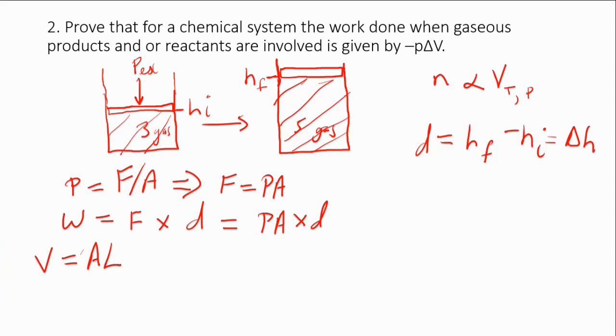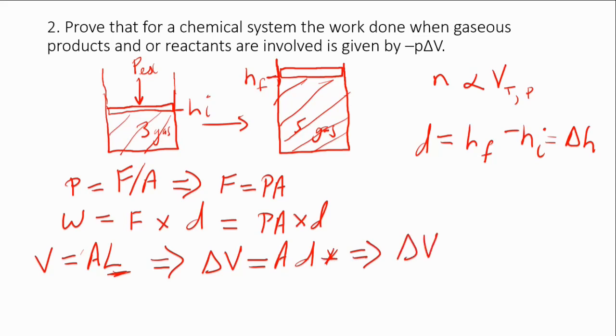For our system, there was a change in the volume of the system. So now we write delta V, the change in volume, is due to a change in the length. That change in the length is called D. It is the distance traveled by the cover or by the piston. So we can rearrange this formula to make D the subject. Delta V divided by A is equal to D.